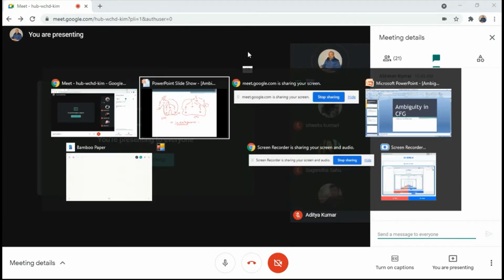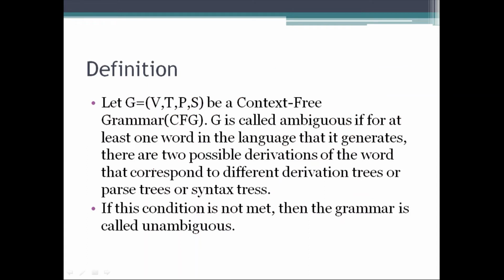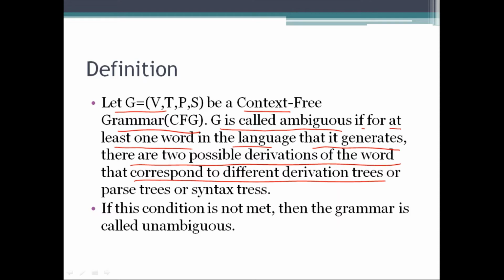Yes, sir. Okay, fine. Now coming on to the definition of ambiguous CFG or ambiguous grammar. So read it. Let G = (V, T, P, S) be a context-free grammar, CFG. G is called ambiguous if for at least one word in the language that it generates, there are two possible derivations of the word that correspond to different derivation trees or parse trees or syntax trees.